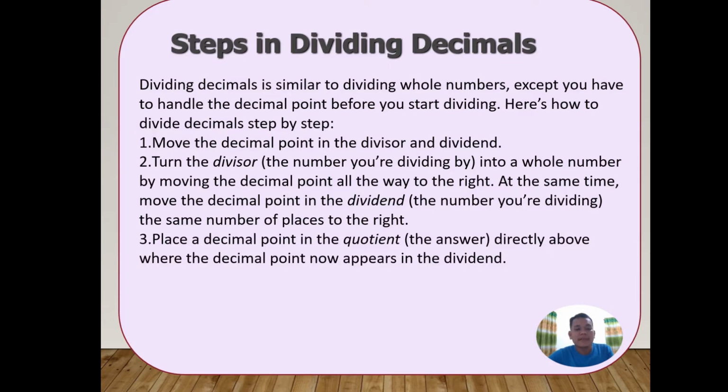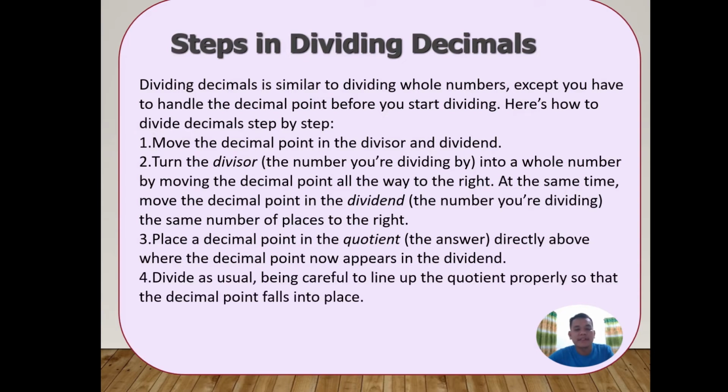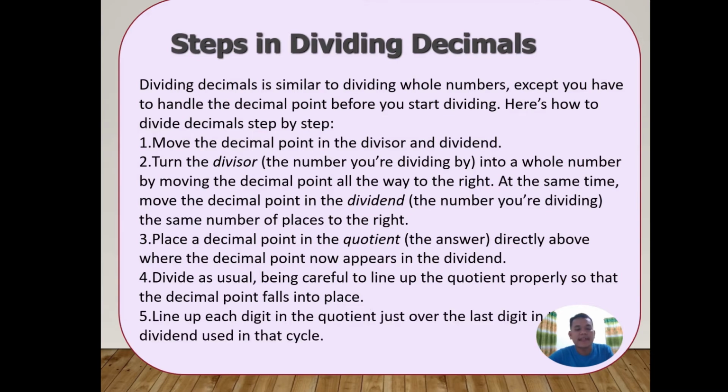Then number 3, place a decimal point in the quotient directly above where the decimal point now appears in the dividend. In step 4, divide as usual, being careful to line up the quotient properly so that the decimal point falls into place. And then lastly, line up each digit in the quotient just over the last digit in the dividend used in that cycle.